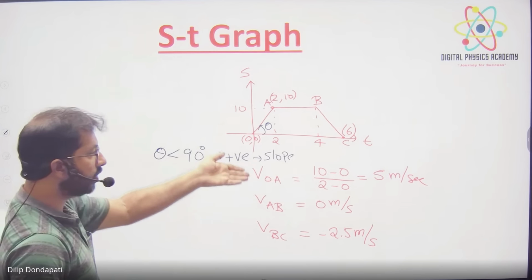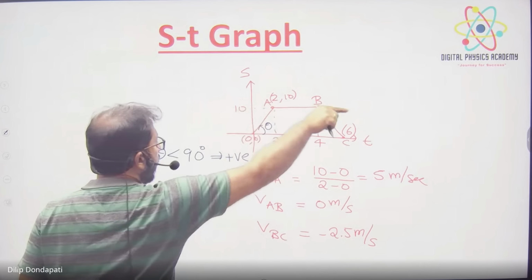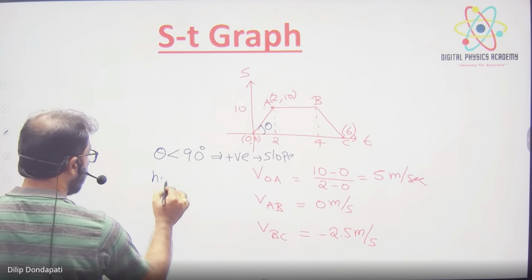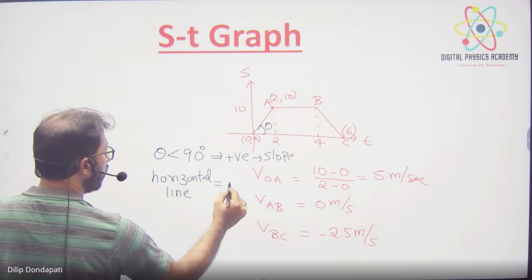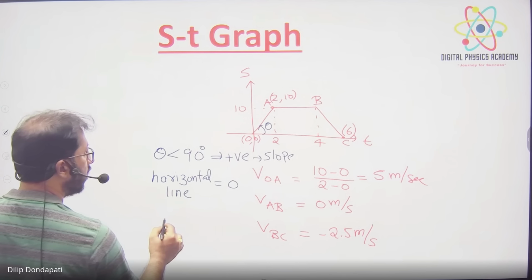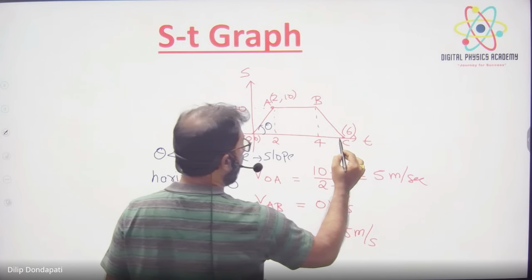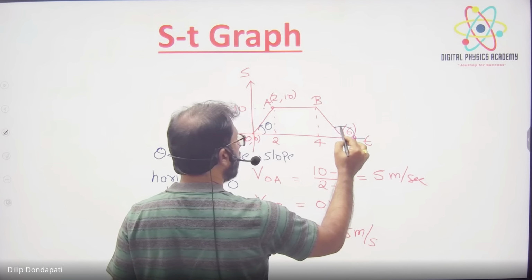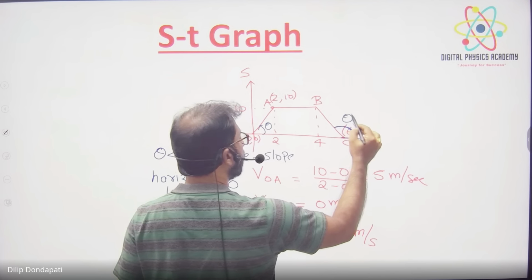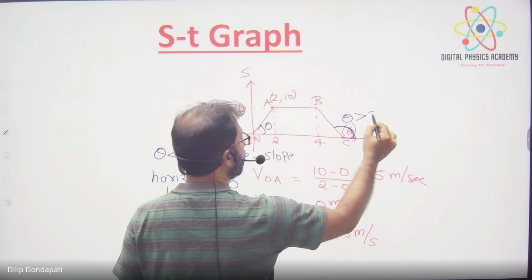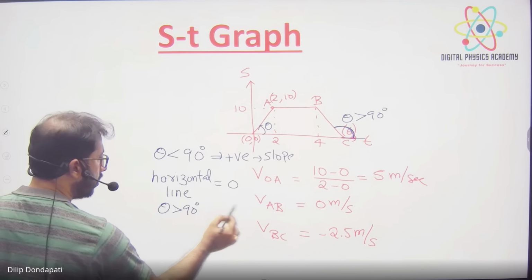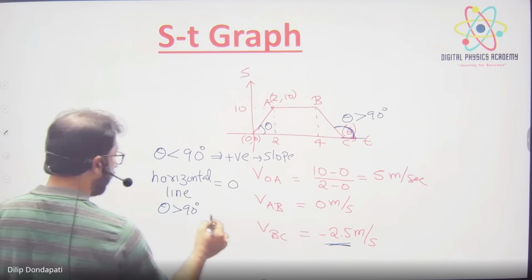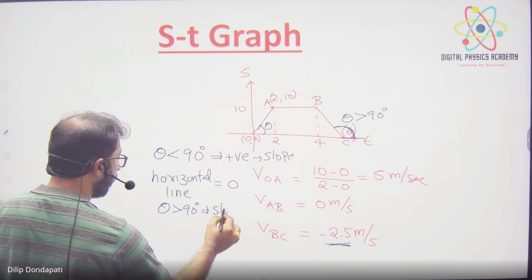Okay. Here slope is velocity, that's why positive. And for a horizontal line, the slope is how much? 0. Now if you see the angle with the x-axis, theta, whether it is greater than 90 or less than 90. If theta is greater than 90, is the slope negative or positive? Negative. So slope is negative.